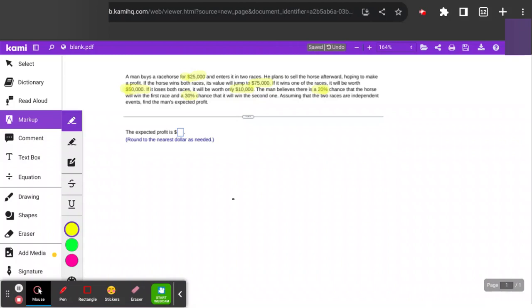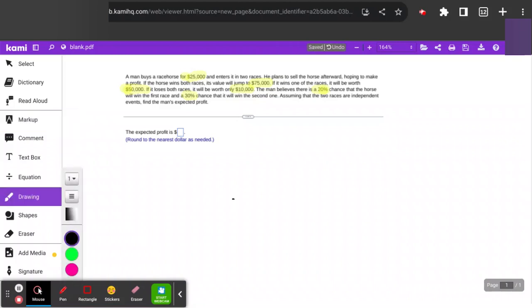Now, we're also going to want to add the chance that these won't happen. So the chance he won't win the first race is 1 minus 0.2, which equals 0.8. And then also 1 minus 0.3, which equals 0.7. So we have those. Now we're going to draw our table because we want to make everything organized.